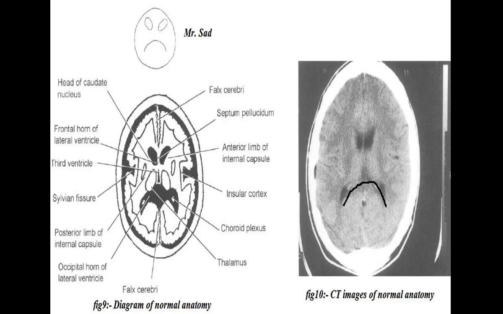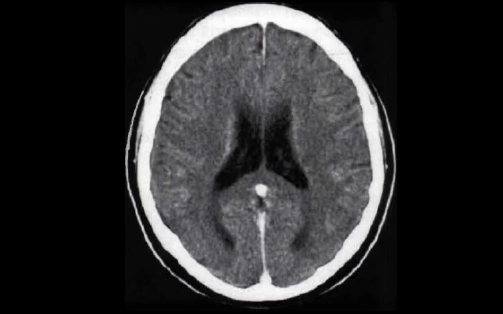As you go further down, you see Mr. Sad. There appears the occipital horn of the lateral ventricles. These are the anterior horns of the lateral ventricles, and the other structures remain the same.